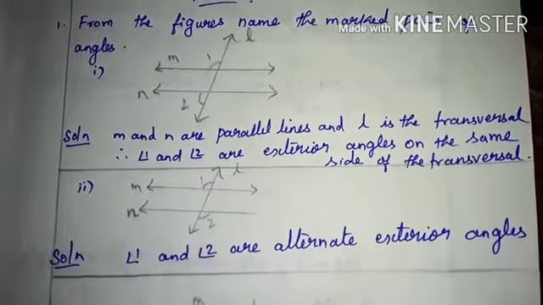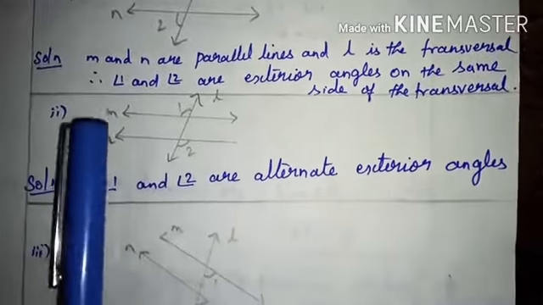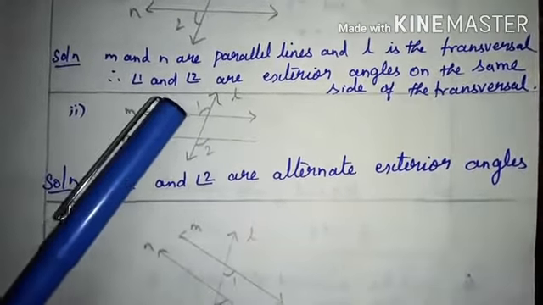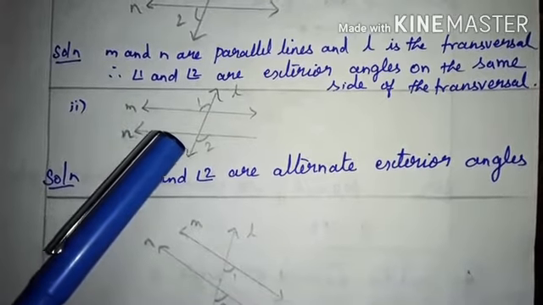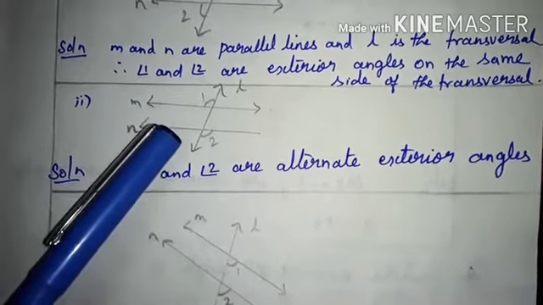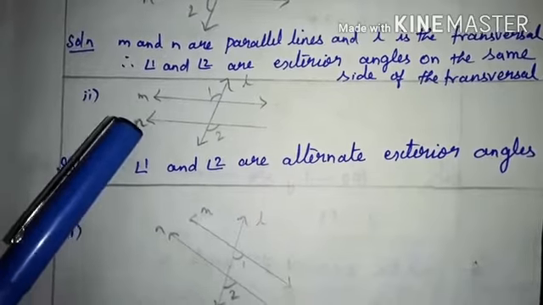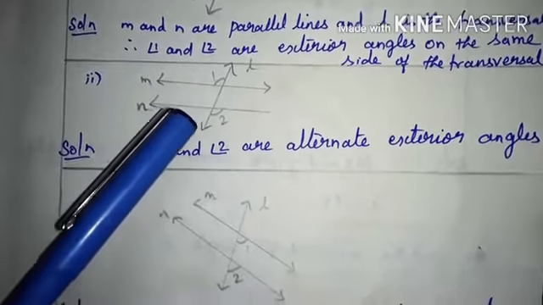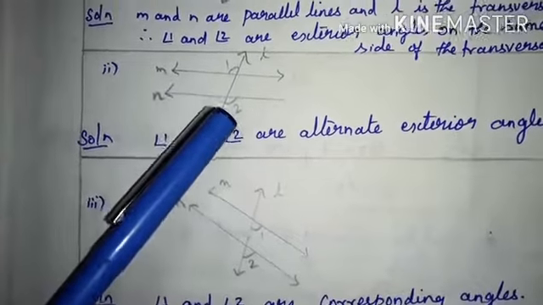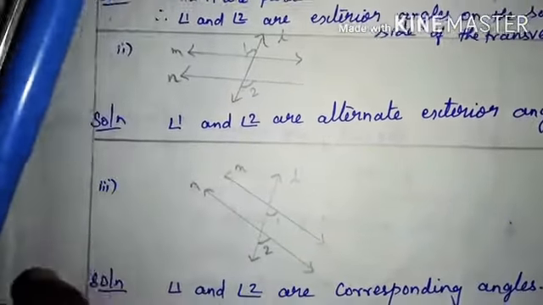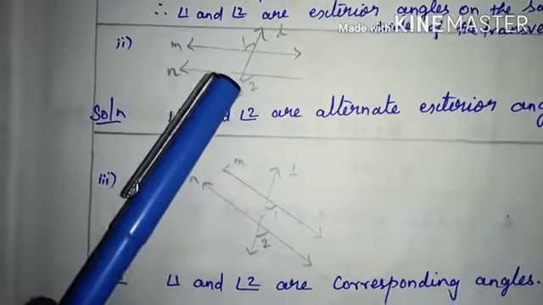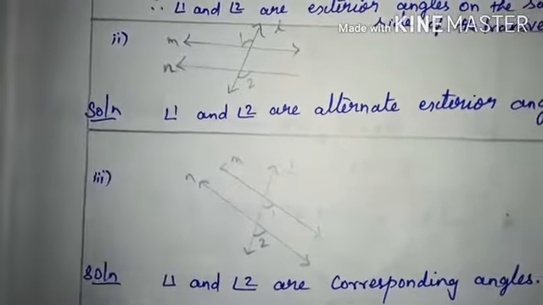Second one, here also M and N are parallel and L is the transversal, and 1 and 2 lie on the opposite sides of the transversal and in the exterior of M and N. Therefore, we can say angle 1 and angle 2 are alternate exterior angles. If they lie on the same side, we say exterior angles. If they lie on opposite sides, we say alternate exterior angles.